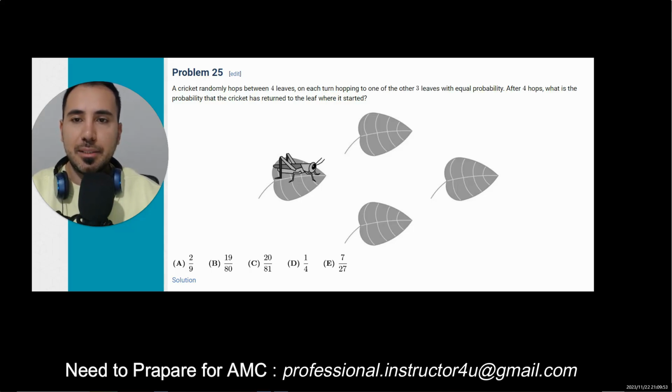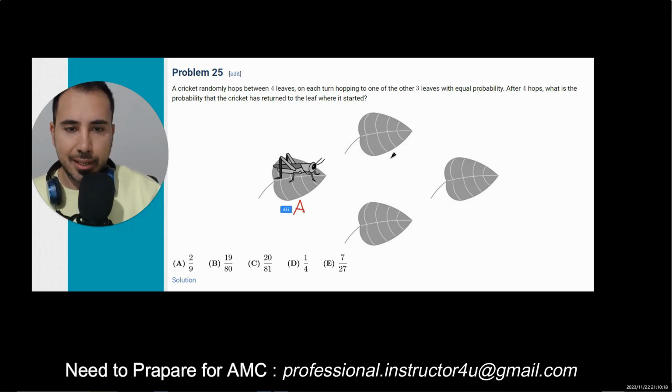A cricket randomly hops between 4 leaves, on each turn hopping to one of the other 3 leaves with equal probability. After 4 hops, what is the probability that the cricket has returned to the leaf where it started? So when we start, we get a little confused, like what's going on? Now, does it make sense to write, for example, the first leaf A, this one B, this one C, and this one D? Do we need to do that? Okay, the answer is no.